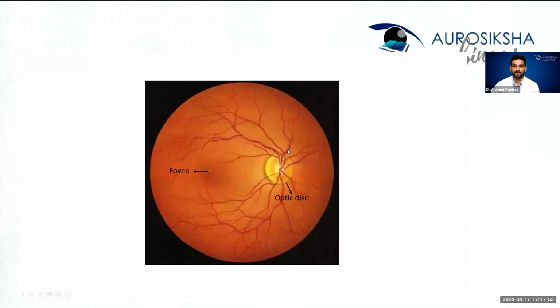So this is an image of a fundus, a healthy fundus. So here, this right here is the optic disc, which is considered to be the blind spot because it does not have any photoreceptors. And right here towards the nasal side, you have the macula, and in the center of the macula, you have the fovea. And this part is where you have the maximum concentration of cone cells. And this part is responsible majorly for your central vision and for your color vision and contrast sensitivity.